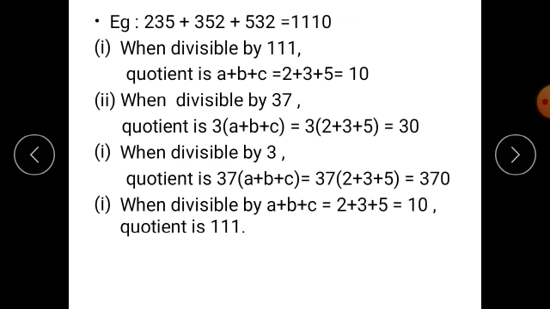Taking one example, we take the number 235. Interchanging the digits, we get 352 and 532. The sum is 1110. It is divisible by 111, and the quotient will be A plus B plus C, that is 2 plus 3 plus 5, which is 10. If it is divisible by 37, the quotient is 3 into A plus B plus C, that is 30. If it is divisible by 3, the quotient is 37 into A plus B plus C, that is 370. And if it is divisible by A plus B plus C, that is 10, the quotient is 111. Fine, the trick was easy.